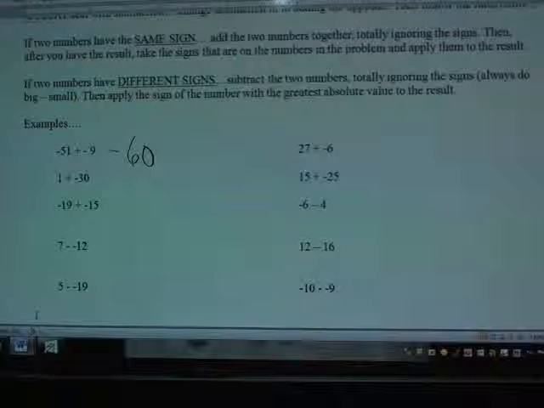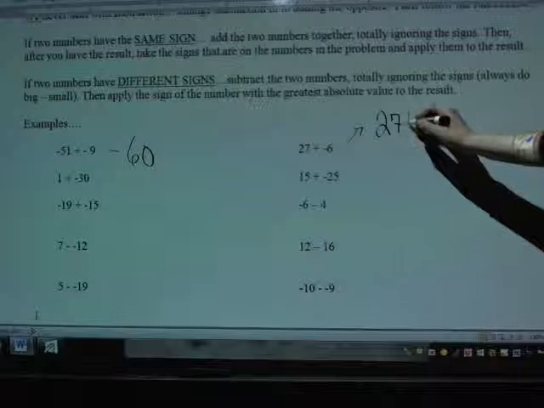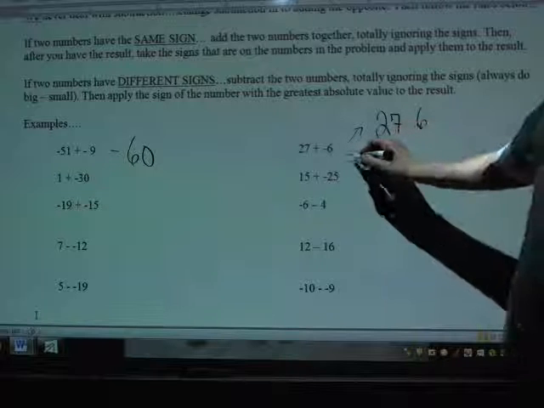27 plus negative 6. Well, now I have different signs, a positive and a negative. And the rule said when I have different signs, I am to subtract. Again, ignore the signs, but you're always going to do big minus small. That's not necessarily always in the order the question is presented. Just do big minus small. Well, 27 minus 6 is 21.